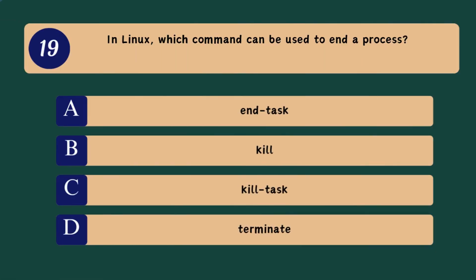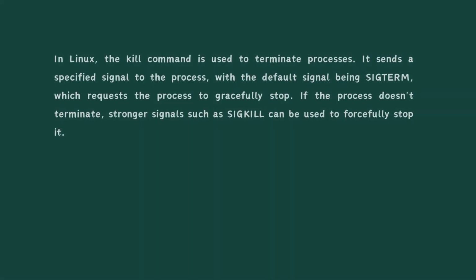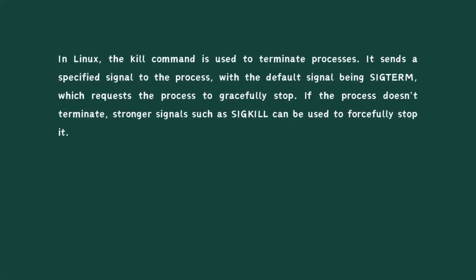Question 19. In Linux, which command can be used to end a process? A. End task. B. Kill. C. Kill task. D. Terminate. Correct answer. B. Kill. In Linux, the kill command is used to terminate processes. It sends a specified signal to the process, with the default signal being SIGTERM, which requests the process to gracefully stop. If the process doesn't terminate, stronger signals such as SIGKILL can be used to forcefully stop it.